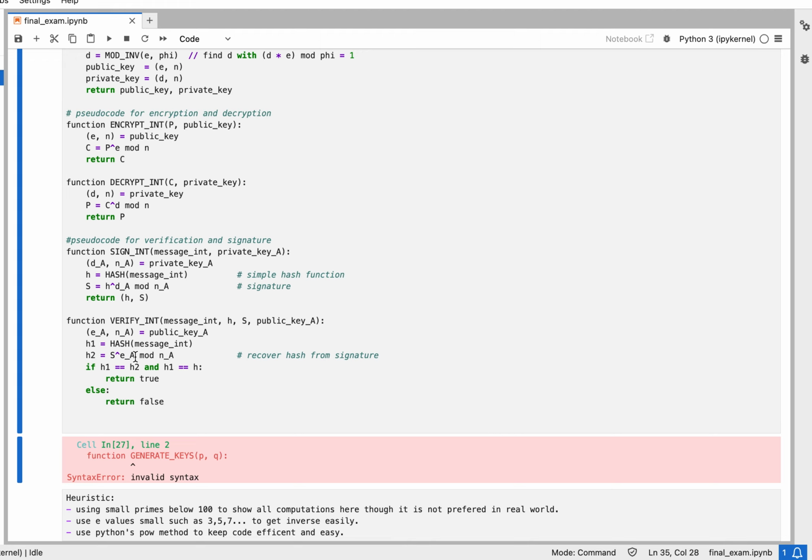For each pair, I generated keys and encrypted a simple numeric message or a short string converted to character codes and decrypted it back to show that RSA works. Then I signed the hash of a short message and verified the signature, showing that changing the message causes verification to fail.